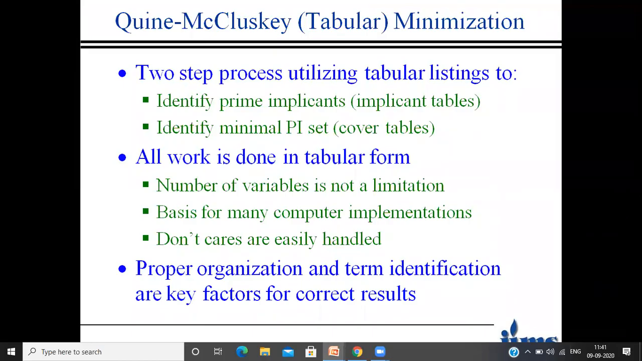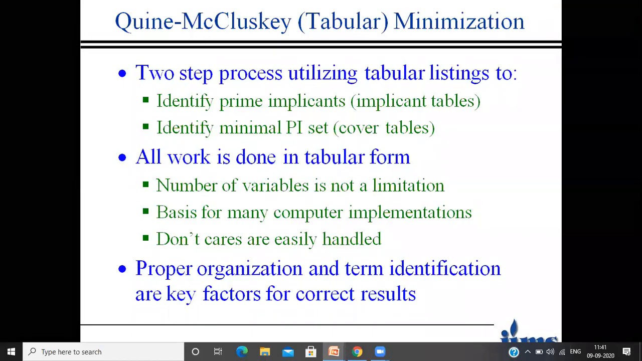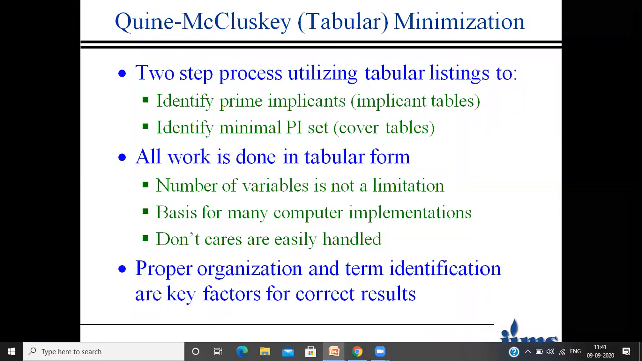Now, all work is done in tabular form. Number of variables is not a limitation, meaning how many input variables there are is not a problem. The basis of many computer implementations is the tabular method, and don't care conditions can be easily handled with the tabulation method. Proper organization and term identification are key factors for a correct result.